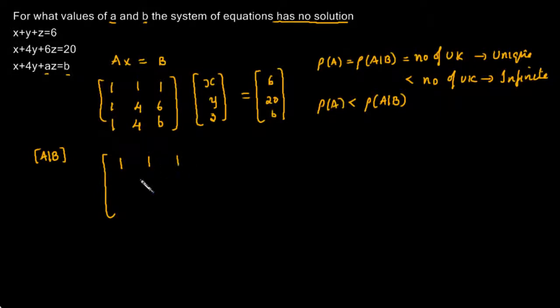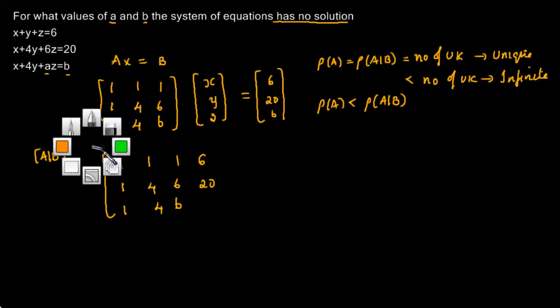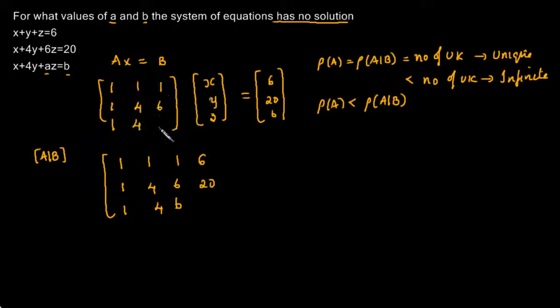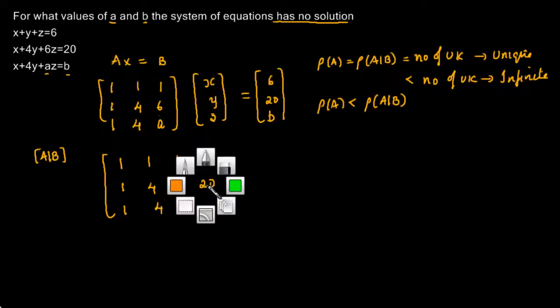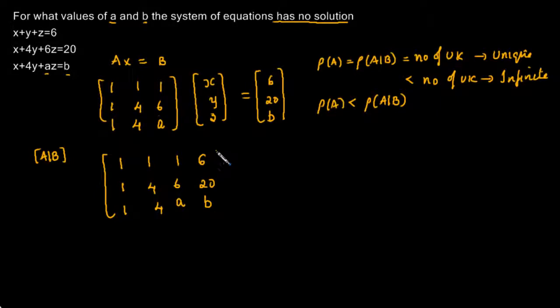Now we have to first write the matrix A. This is 6 and this is b, followed by, sorry, we have a here, this is a and this is b. Now we need to find its rank. We are converting it into row echelon form as usual. We have done this kind of problems before.